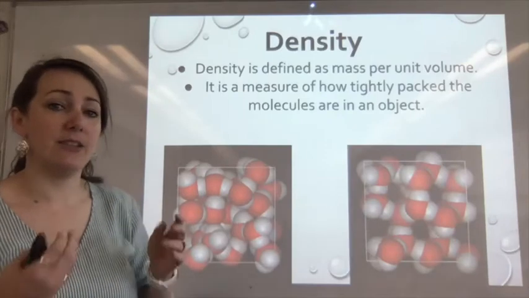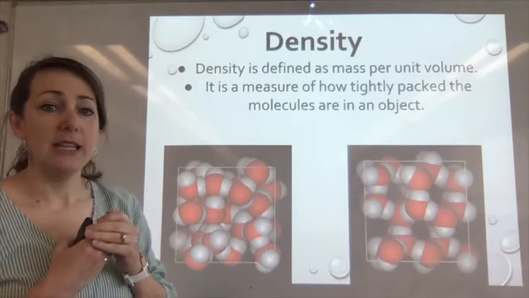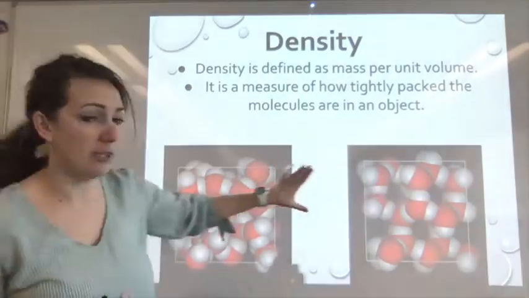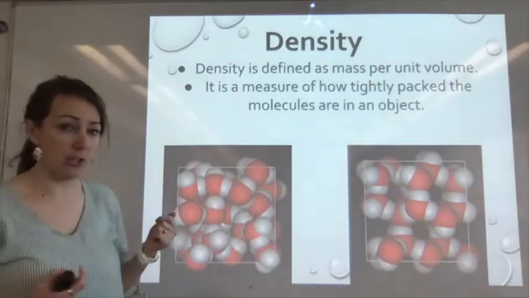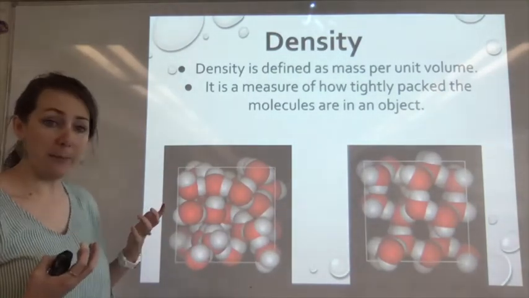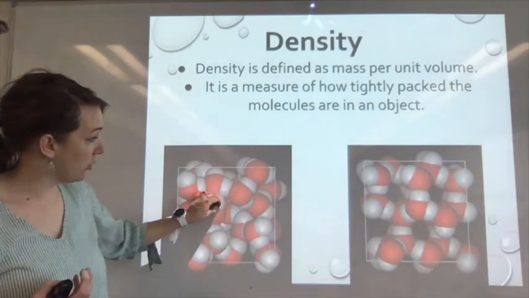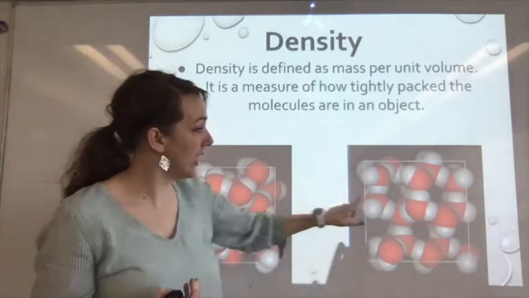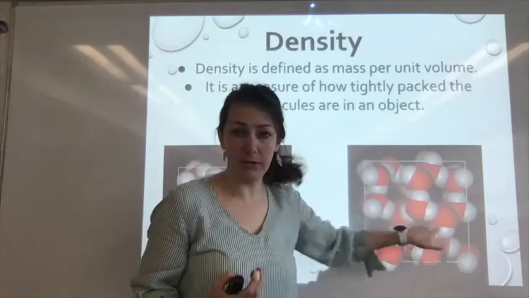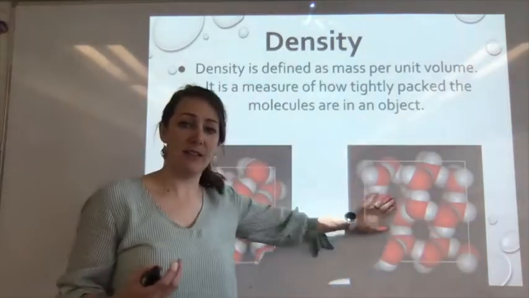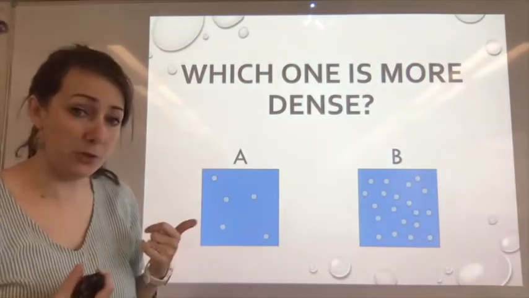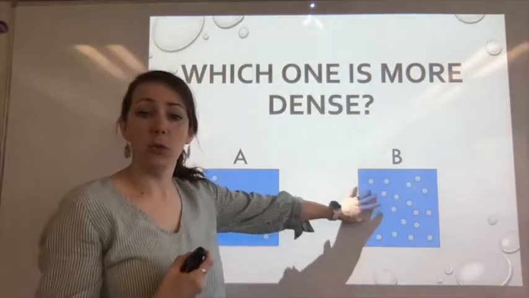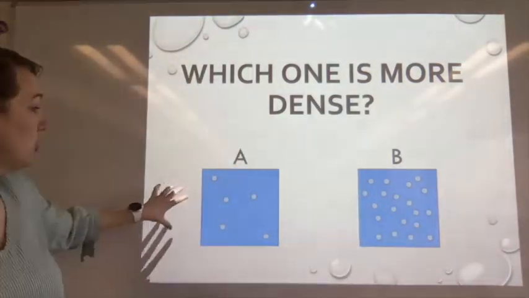So density is defined as the mass per unit volume. It is a measurement of how tightly packed the molecules are in an object. If you look at these two pictures, which one looks more tightly packed to you? I'm willing to bet you chose this one because these water molecules are crammed into this box as tightly as they can be. Over here, you've got big gaping holes. So obviously this one is more packed than this one is. Looking at this, which one is more dense, A or B? Hopefully you chose B. We've got more dots in here than we do in A.